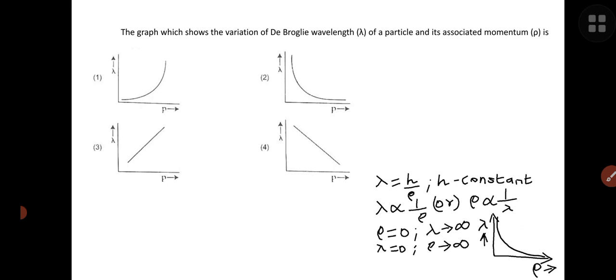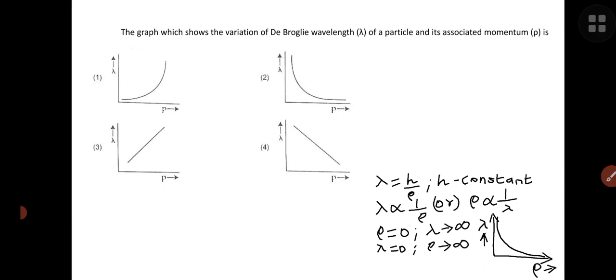The graph which shows the variation of de Broglie wavelength lambda of a particle and its associated momentum is: the four graphs are given. It's a relationship between lambda and the momentum. Wavelength and the momentum are given in four pictures.